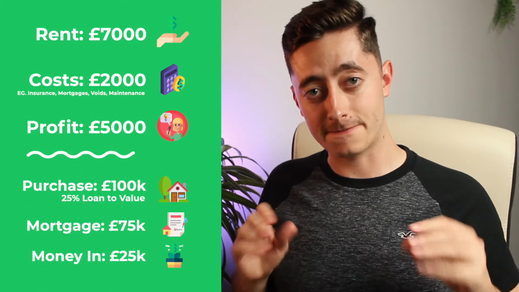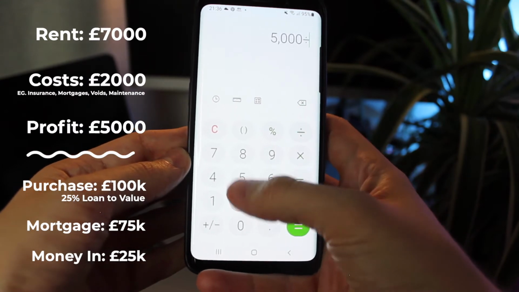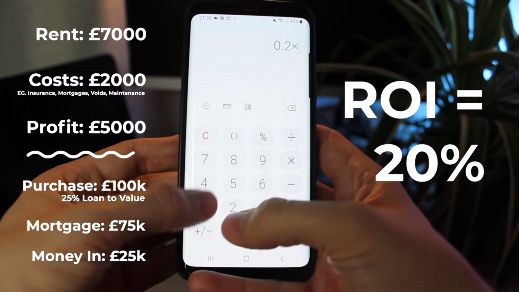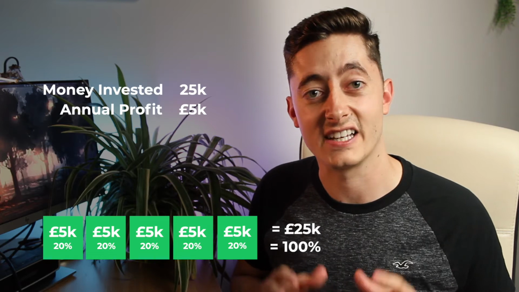Now, because your profit is £5,000 a year, you take your profit, which is the £5,000, and then divide that by the £25,000 that you initially put in. This means that you have a 20% ROI. So if I invested £25,000 and I was making £5,000 profit every single year, then that means that it's going to take 5 years to earn all of that back, essentially doubling your money.